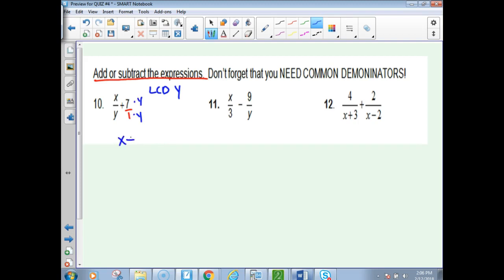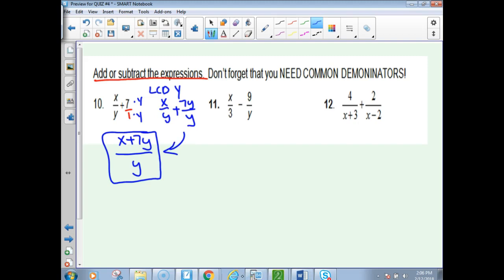That will give you x plus 7 times y over y. If you don't understand, I'll rewrite one more step here. That was x over y plus 7y over y, and that is the result. Add the numerators.